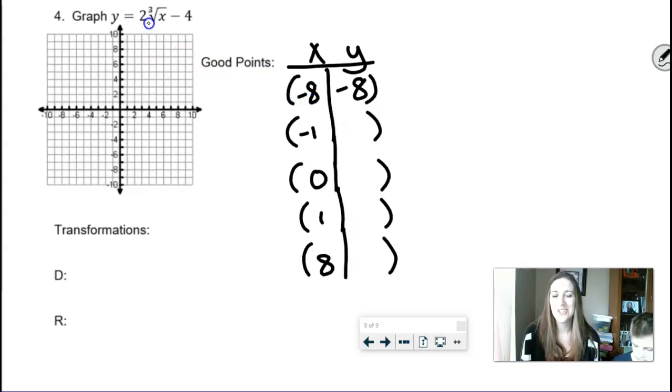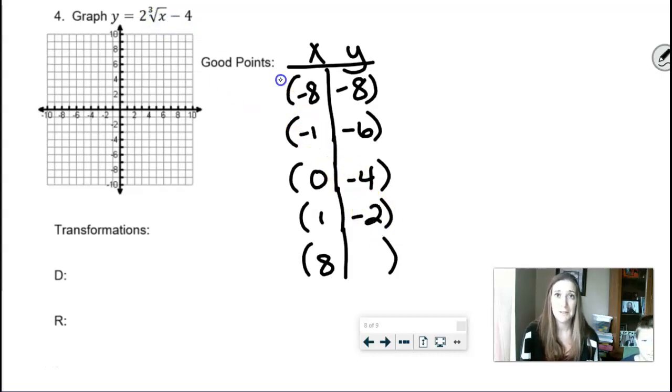All right. Plugging in a -1. Yeah, -1 cube rooted, which is also -1. So 2 times -1 is -2, minus 4 is -6. Plugging in a 0, that's nice. 0 is 0. 2 times 0 is 0. 0 minus 4 is -4. And then plugging in a 1, cube root of 1 is still 1. So now you have 2 times 1 minus 4, which is -2.